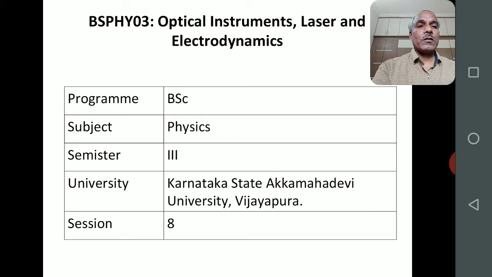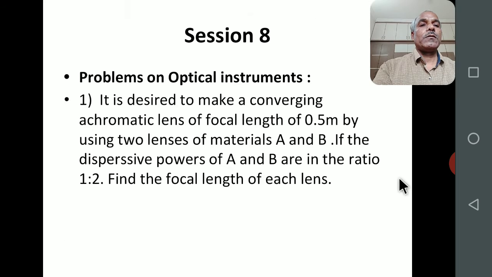In the previous sessions, we have learned about spherical aberration, chromatic aberration, conditions for achromatism. In this session, I want to solve a few problems related to these concepts. Now first we shall consider one problem.